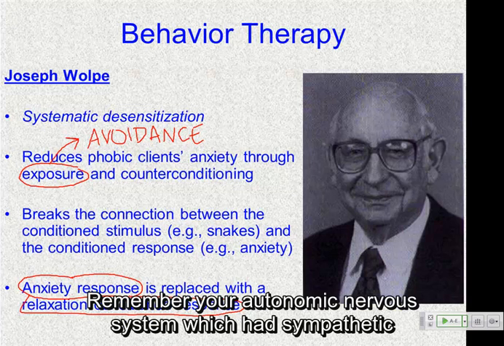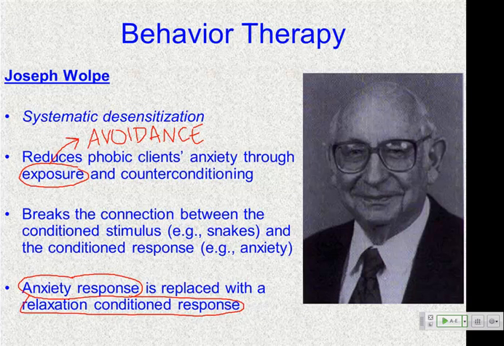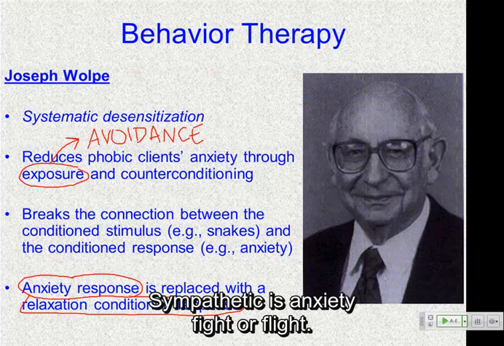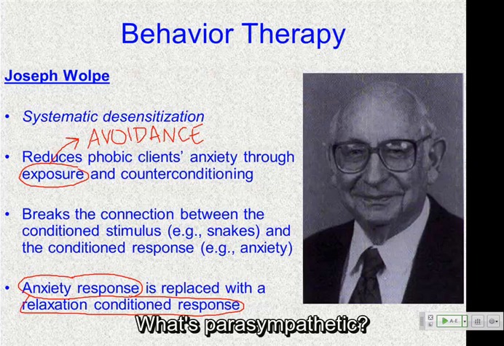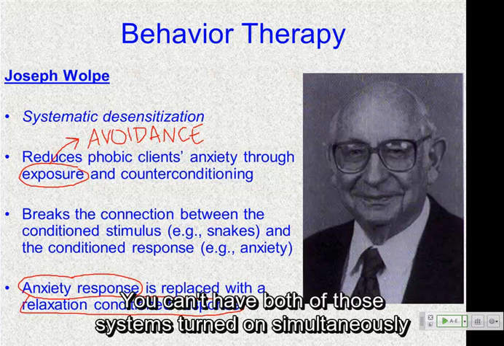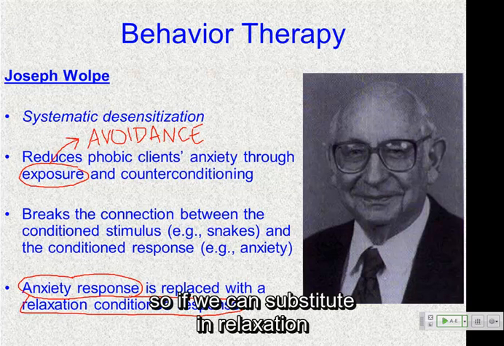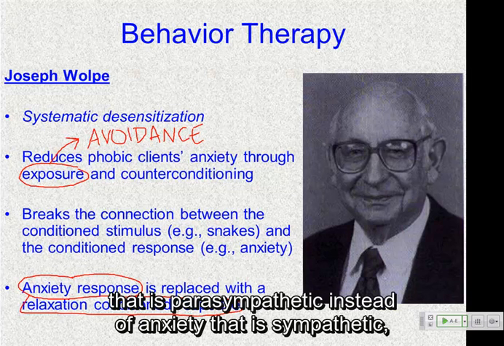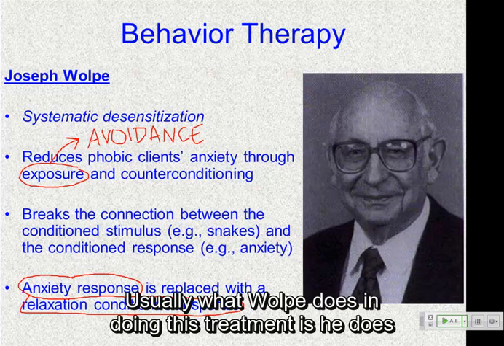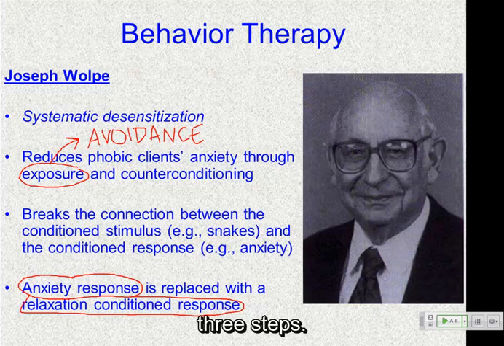But reciprocal inhibition is how you're built. Remember your autonomic nervous system, which had sympathetic and parasympathetic divisions? You guys remember that? Sympathetic is anxiety, fight, or flight. What's parasympathetic? Relaxation. You can't have both of those systems turned on simultaneously. So if we can substitute in relaxation, that is parasympathetic, instead of anxiety, that is sympathetic, you're going to be off and running. Okay? Usually what Volpe does in doing this treatment is he does 3 steps.